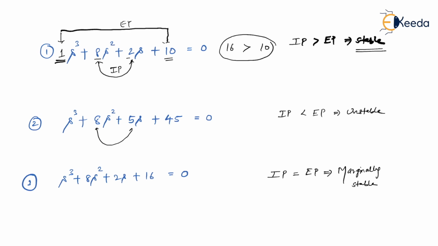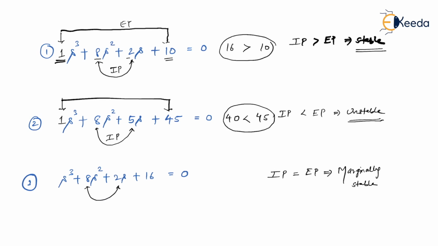Over here, again take the internal product like this. That is 8 into 5. So what is 8 into 5? It is 40. Then take the external product. We have 1 here, we have 45 here. Take the product of 1 with 45. Obviously it is 45. This time, can't you see that the internal product is lesser than the external product? So the respective system is unstable.